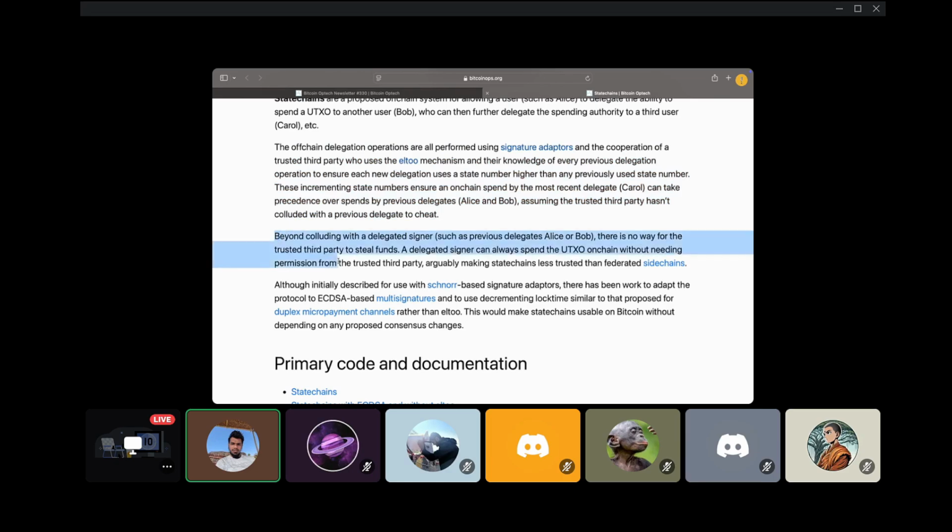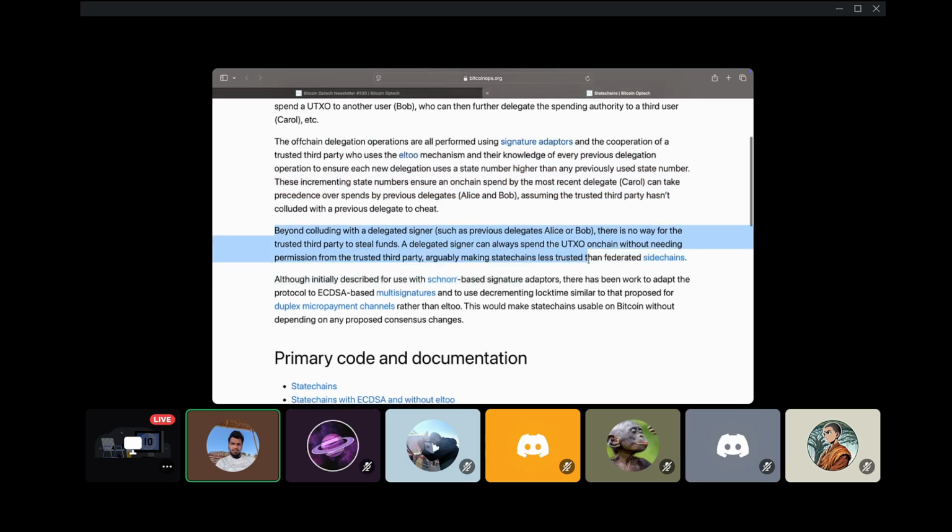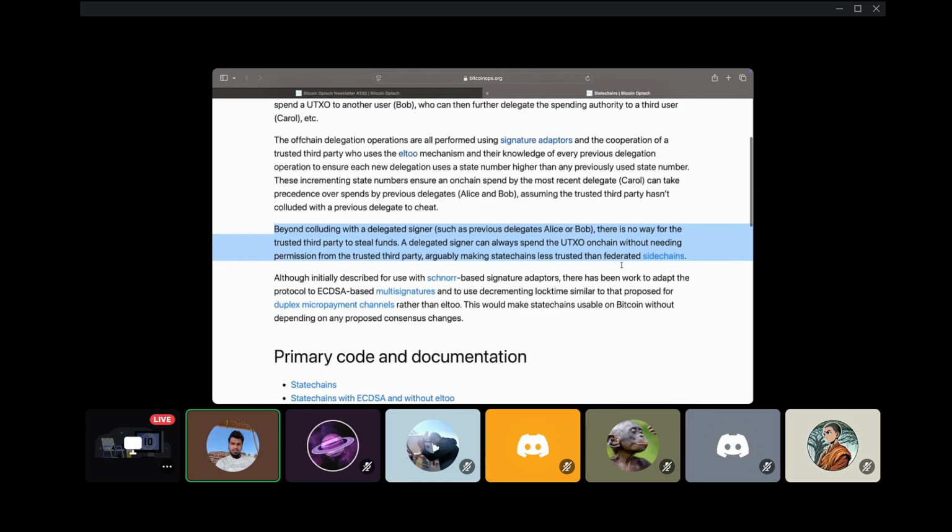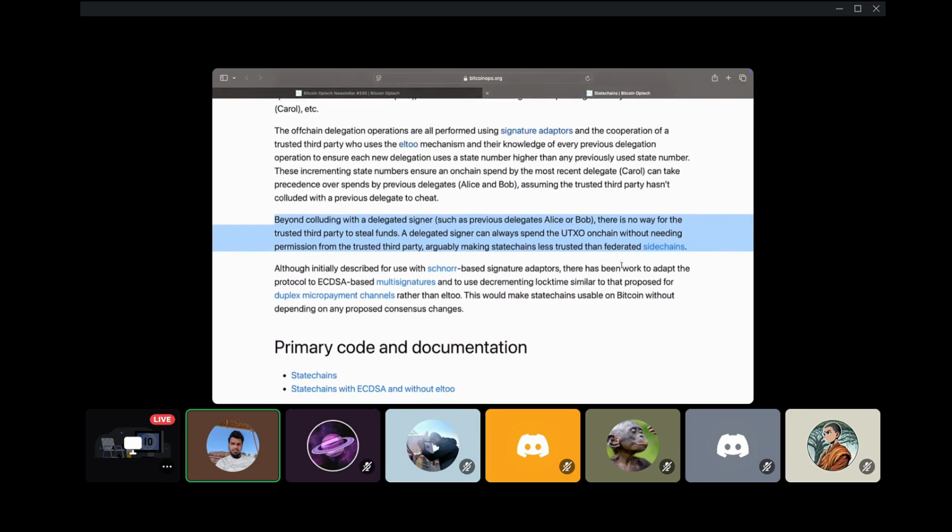Beyond colluding with a delegated signer such as previous delegates Alice or Bob, there is no way for the trusted third party to steal funds. A delegated signer can always spend the UTXO on chain without needing permission from the trusted third party, arguably making state chains less trusted than federated side chains. So there's a third trusted entity involved that cooperates in transferring states or in delegating the ownership of a UTXO from person A to person B.